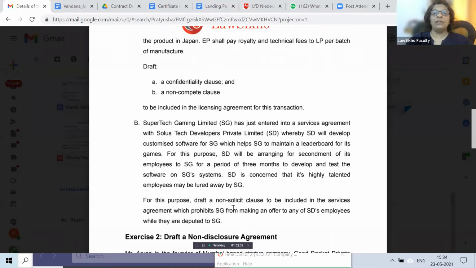What is the transaction here? The transaction is a services agreement, and the developer is concerned that the client can take away their employees. Okay, it's not the opposite.